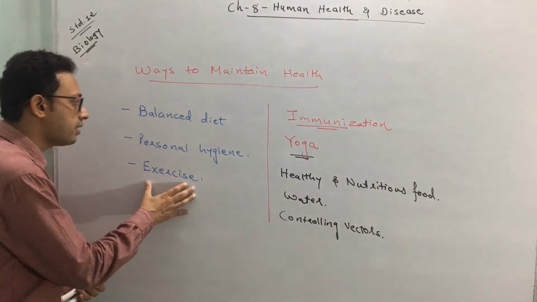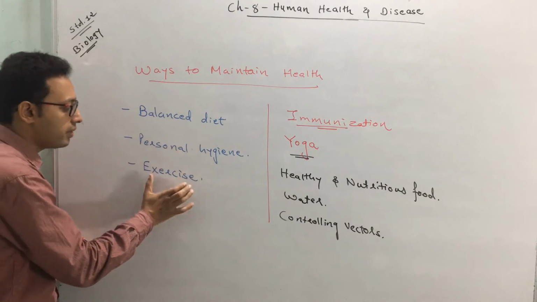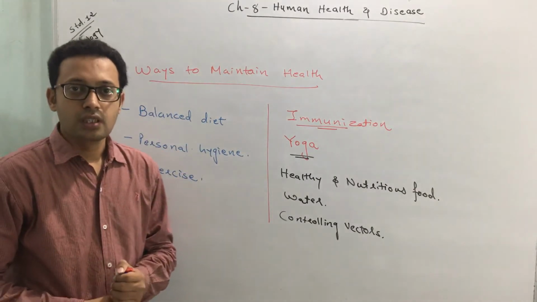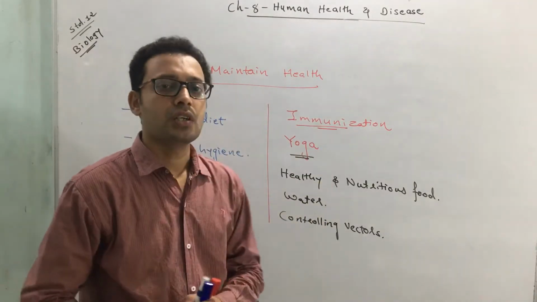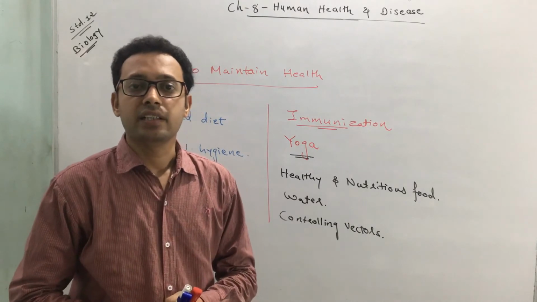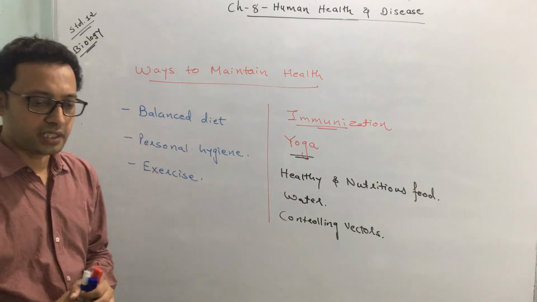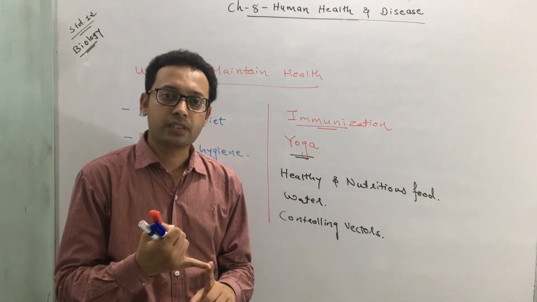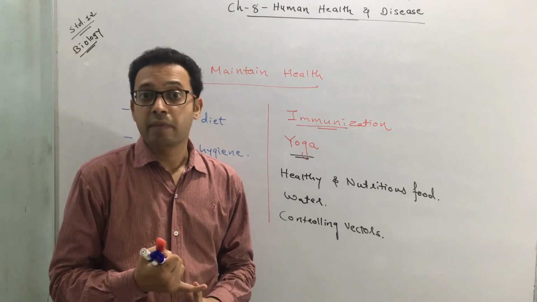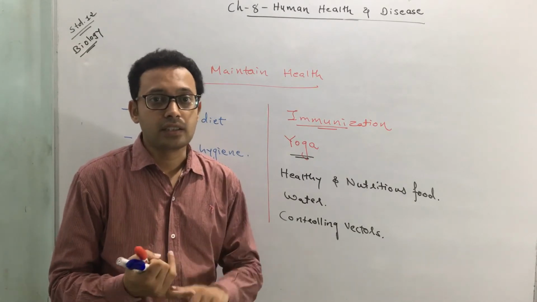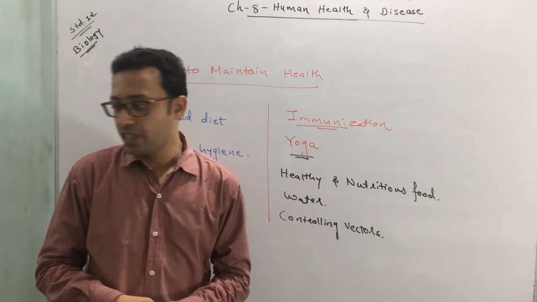But these are the main three ways: a balanced diet, maintaining personal hygiene, and exercise. If you maintain these, your health is in good condition, and these are some passive measures we can take to maintain our health. So what we have dealt with is the definition of health, different types of definitions of health. Second, why the maintenance of health is necessary, and third, what are the different ways by which we can maintain our health. Okay, now we go ahead.